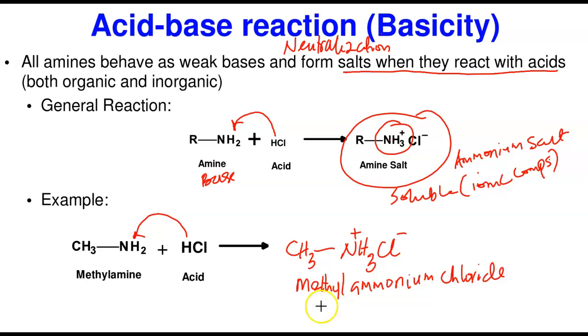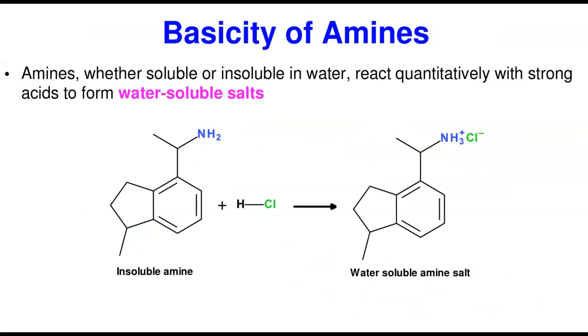And of course, this amine salt is an ionic compound. And of course, it is what? Soluble in water. Do not forget that. This is supposed to be a comma, so that it is clear. All right. We now take a few examples after this illustration.